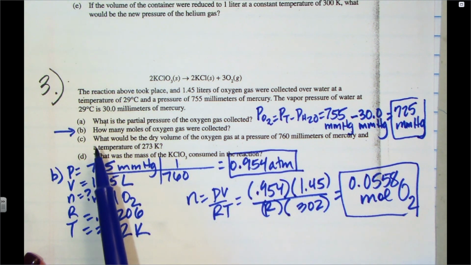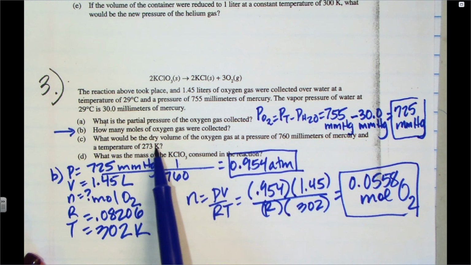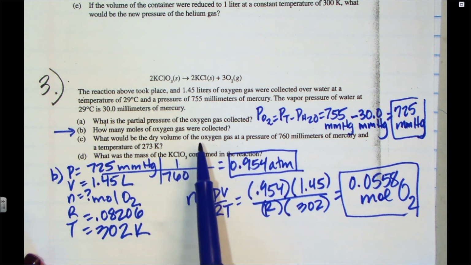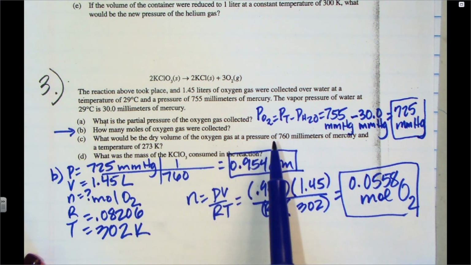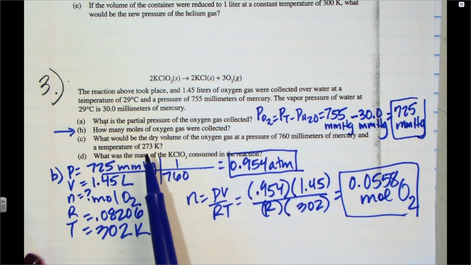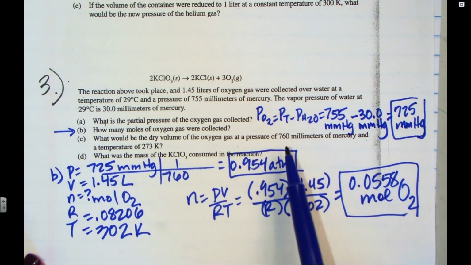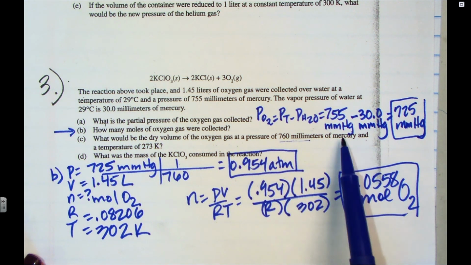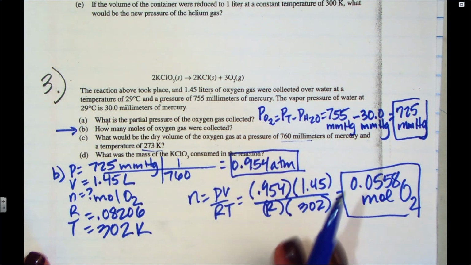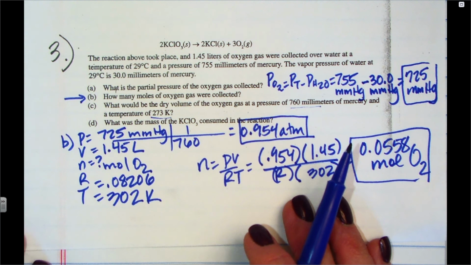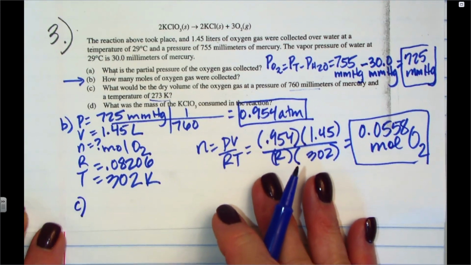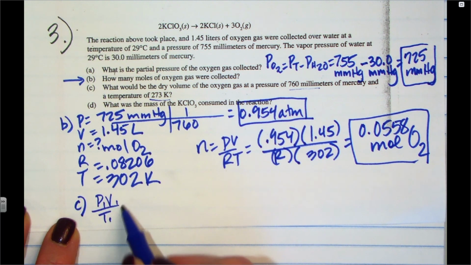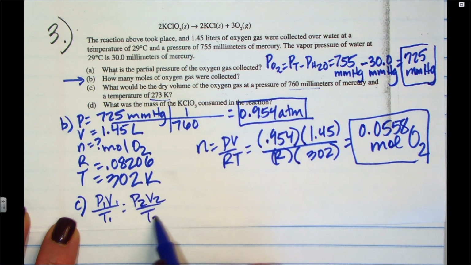All right, for part C, it says, what would the dry volume, okay, so taking off the water vapor, what would the dry volume of oxygen gas be at a pressure of 760 millimeters of mercury and a temperature of 273 Kelvin? So notice that they want to know the dry volume. They're giving you another pressure and a different temperature. So notice how the pressure and temperature is changing. So for part C, you're going to think in terms of another gas law. You're going to think in terms of P1V1 over T1 equals P2V2 over T2.